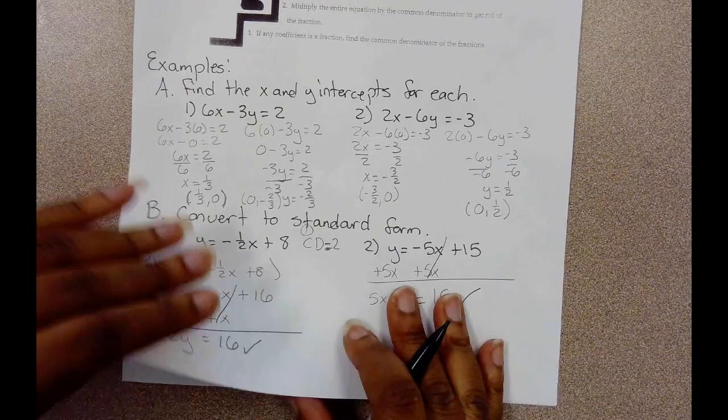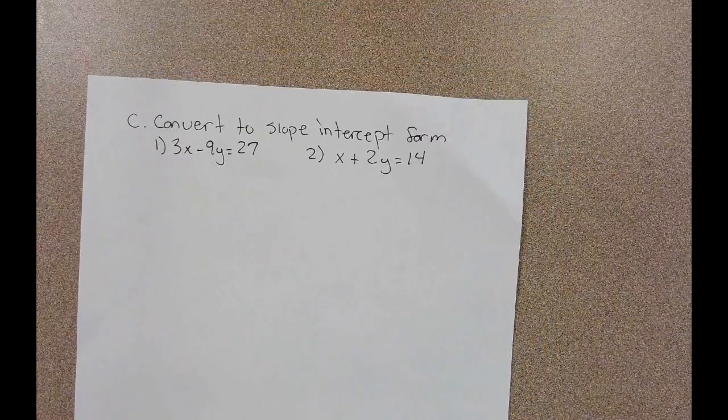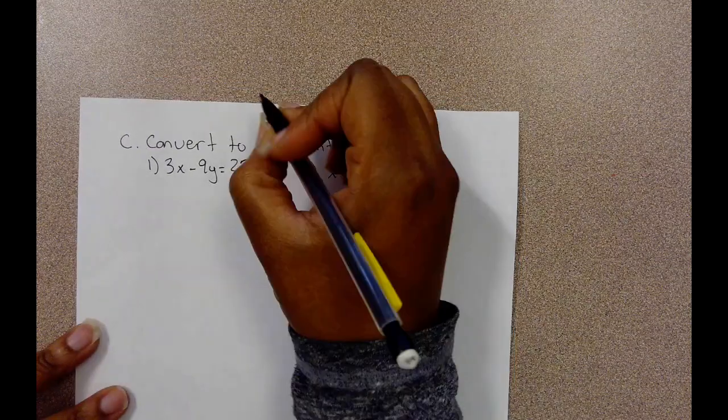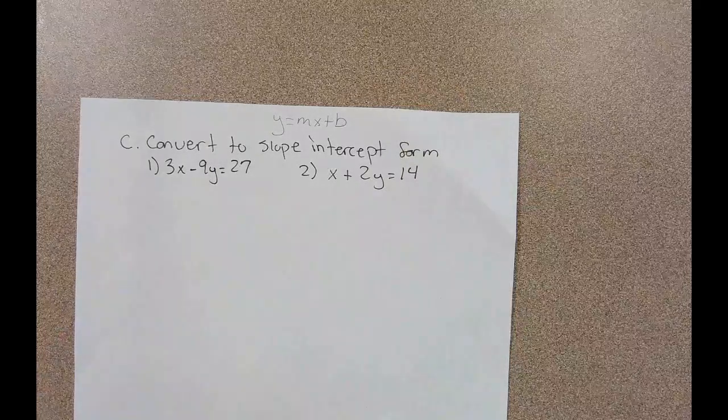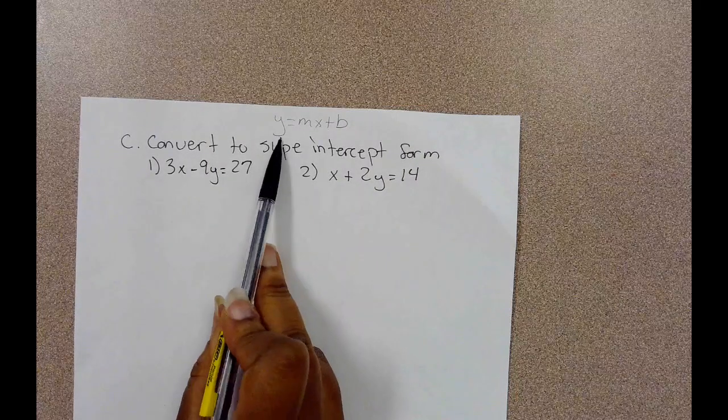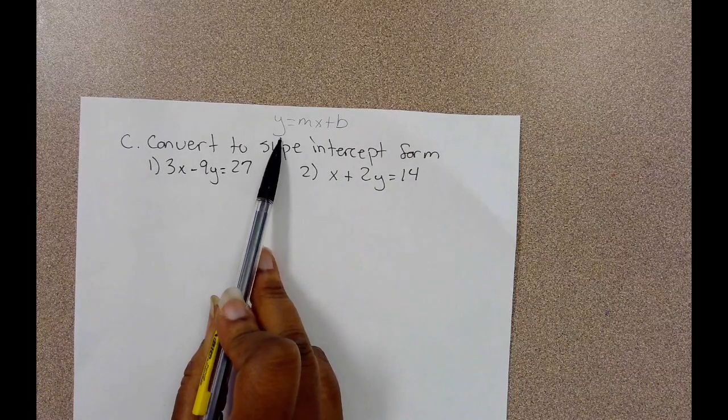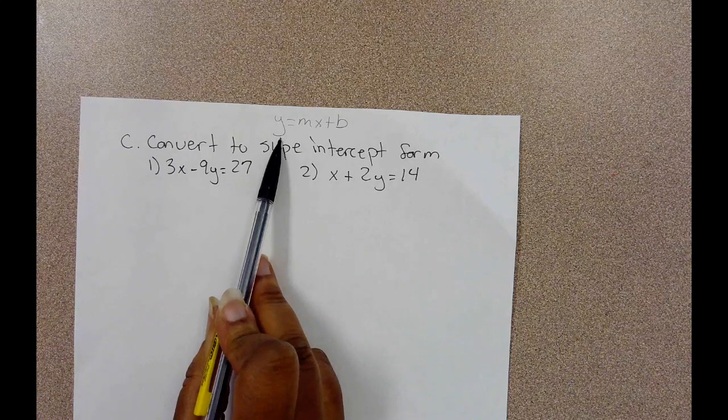And our last set of examples is how to convert to slope-intercept form. So here I have standard form, and I need to change it into slope-intercept form. And we're going to go over how to do that. Well, we know this is slope-intercept form. So that means I have to get y by itself. So I have to move my x and its coefficient in order to do that.